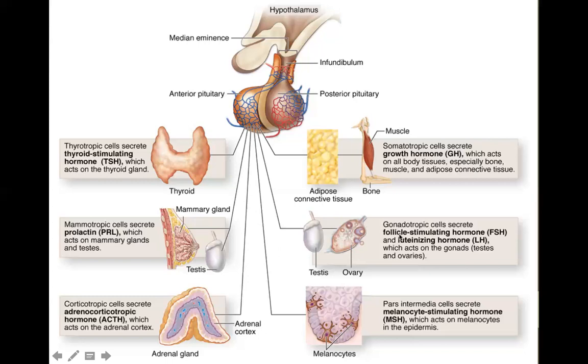The gonadotropic cells secrete FSH and the luteinizing hormone, which acts on the gonads, which are your testes and your ovaries. Okay, which is also being secreted by your basophilic chromophil. Okay, found at the pars intermedia, this cell secretes melanocyte stimulating hormone which acts on the melanocytes in the epidermis. Mali yung turo dito ng buko. Dapat dito siya sa pars intermedia. Okay?